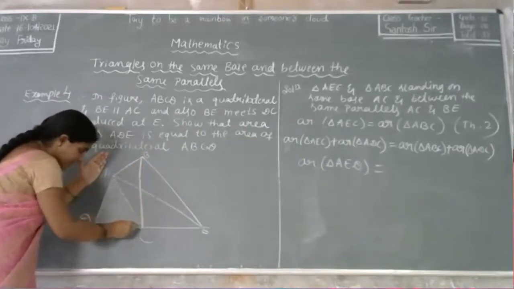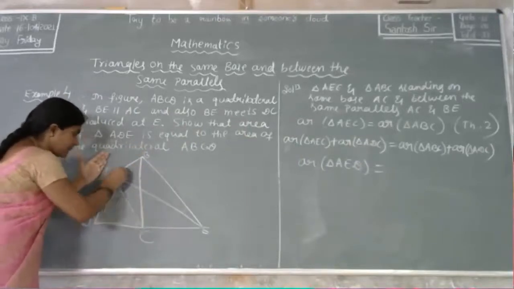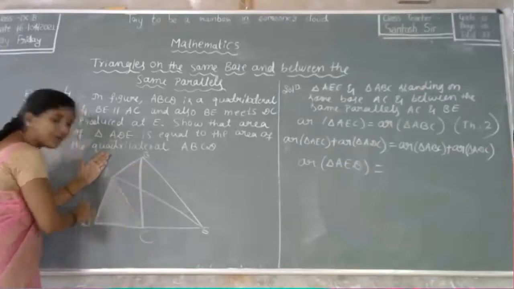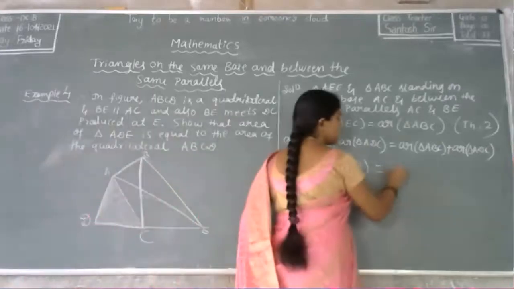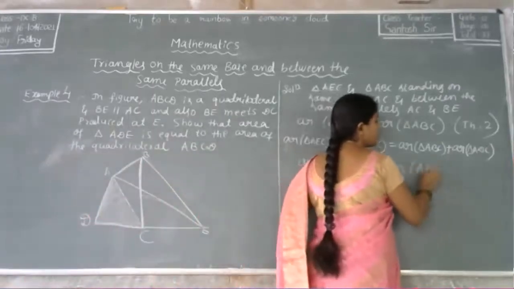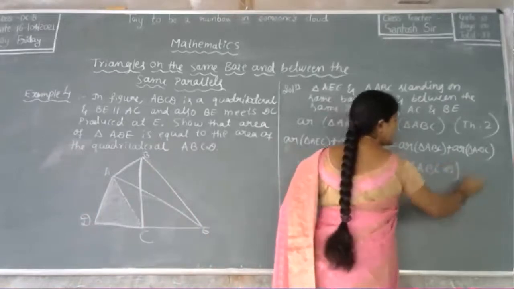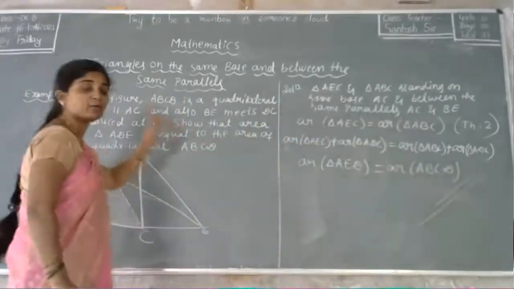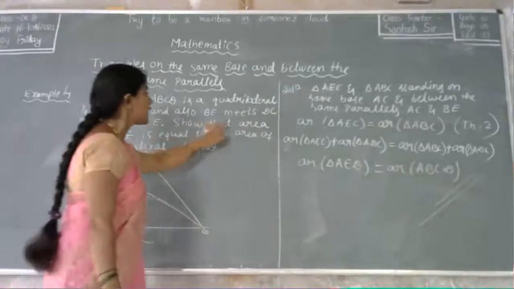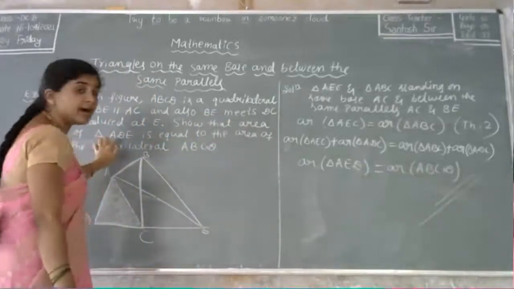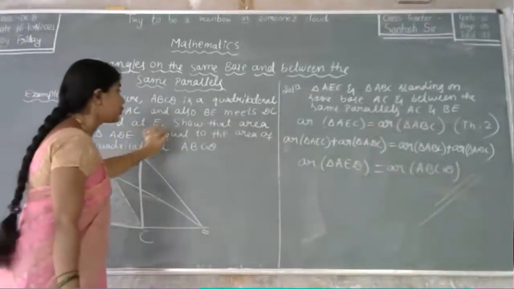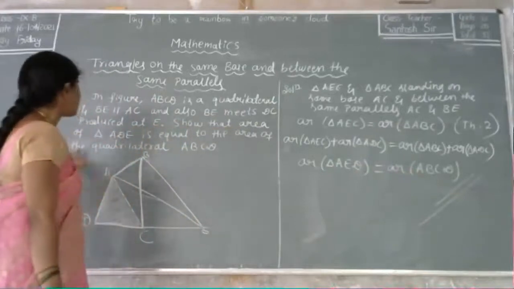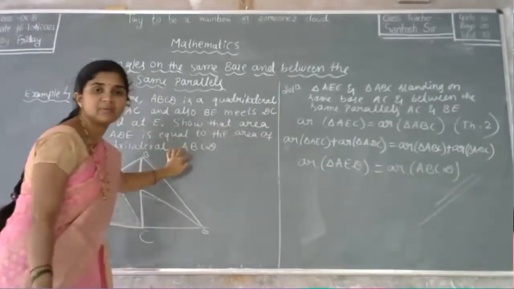If we add this portion to ABC, what do you get? ABCD quadrilateral. That is area of ABCD. Hence proved. So this is only what we have to prove. See here, show that area of triangle ADE is equal to the area of the quadrilateral ABCD.